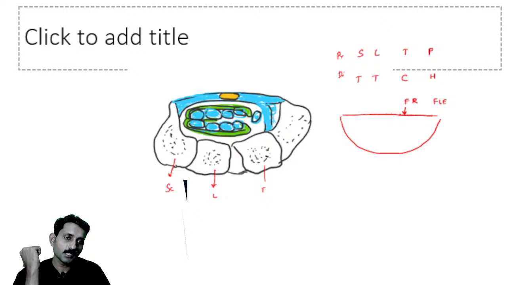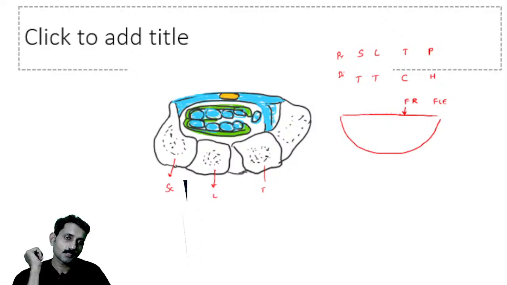Why is it called the carpal tunnel? Because the carpal bones are forming this tunnel. Once the flexor retinaculum covers, it is looking like a tunnel. So what are the tendons which are going into this carpal tunnel? The tendons are called flexor tendons.